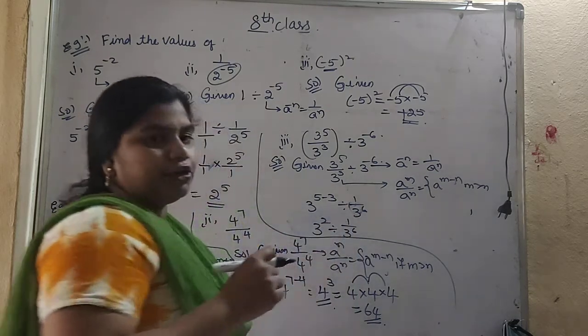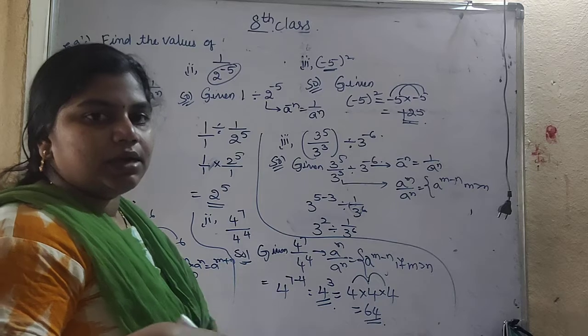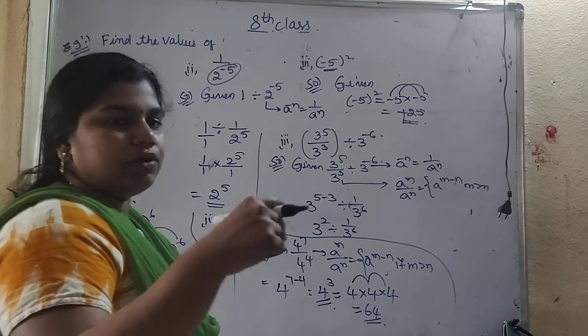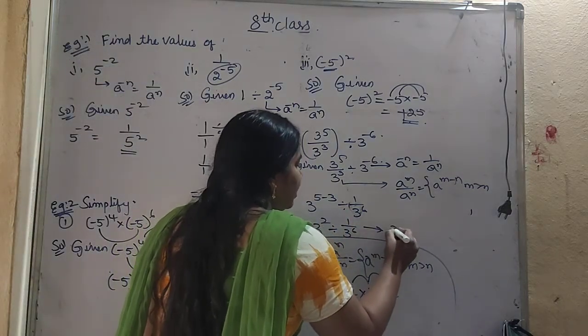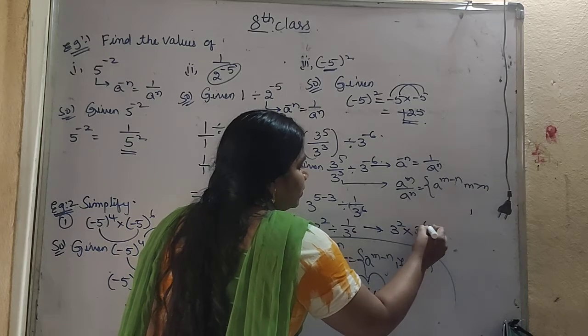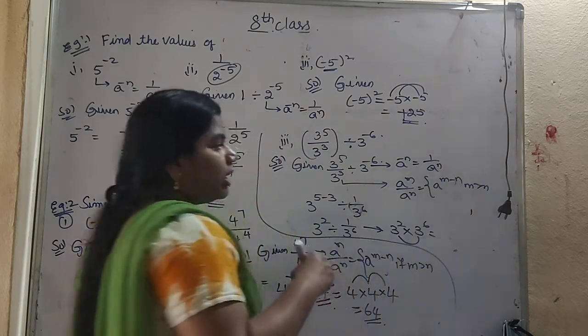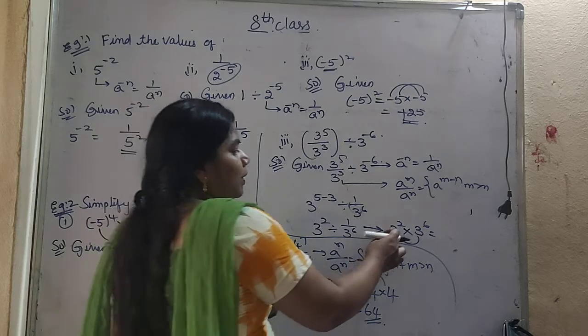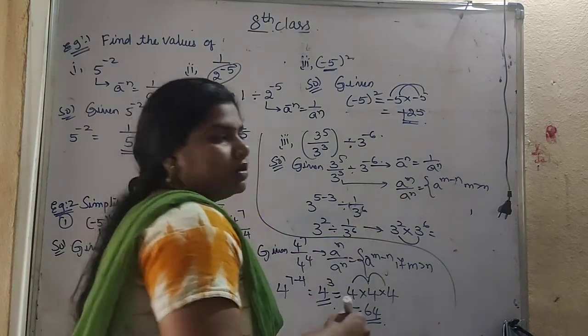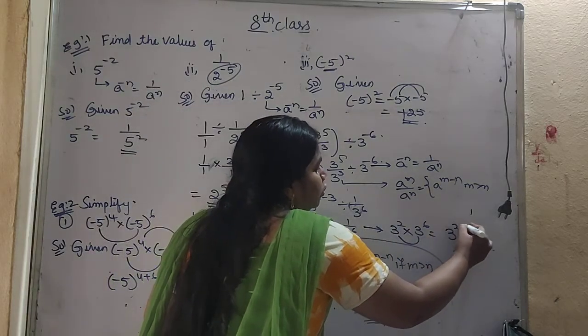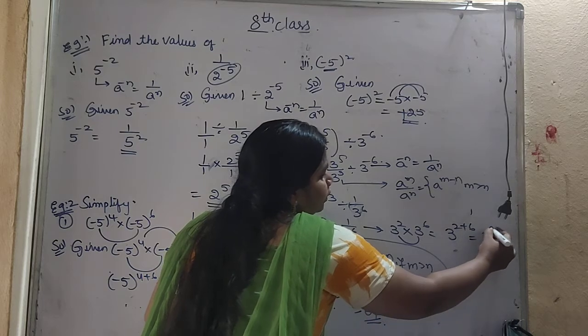How to divide two rational numbers? Division will be converted to multiplication, and the second term will be the reciprocal. So it will be 3^2 into 3^6. Again we are using one formula: both bases are equal, so we have to add the powers. So it will be 3^(2+6), that is equal to 3^8.